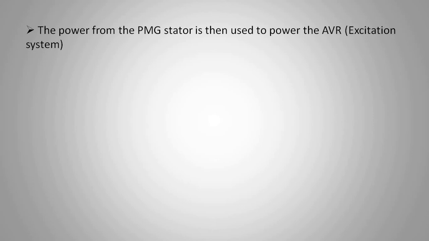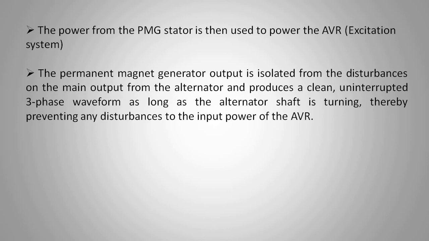Irrespective of the loading conditions of the main generator in a power generating station, the voltage will be constant. If a generator is producing 11 kV, and the loading increases or decreases on the main generator, the voltage will be constant at 11 kV because of this automatic voltage regulation. This automatic voltage regulator will get power from the PMG. There are some significant advantages to getting the power from the permanent magnet generator.